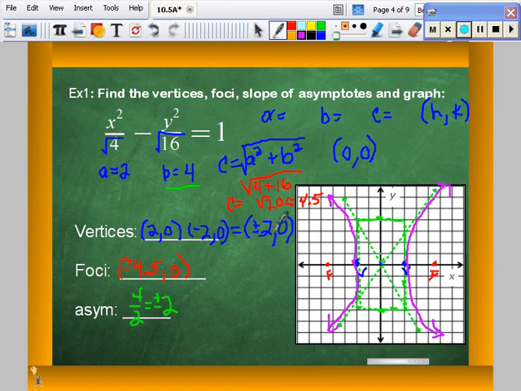So once again, to get started, you always want to make sure you find A, B, C, recognize your H and your K. The rest of the information we will get by graphing.